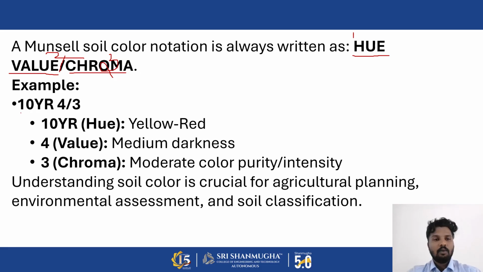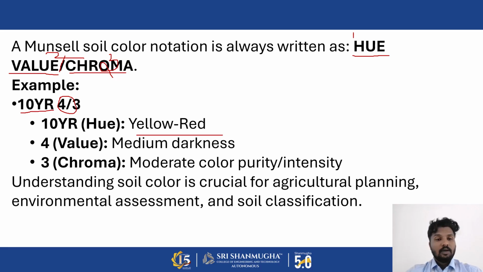Here the 10 YR means yellow red. Then the 4 means medium darkness, because if the number is very low, that means darker soil. But here the number comes to the center, that is 4. So that's why the soil is medium darkness soil.